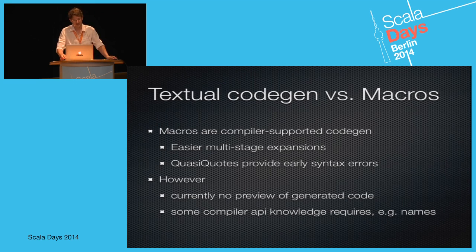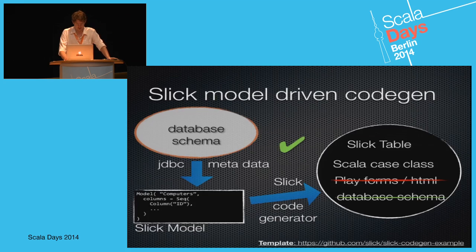Also, with the current implementation of macros, you need at least some knowledge of compiler APIs, for example, for term names and type names. So it's a bit harder than textual code generation. And that's why for now we go with textual code generation. And we have a prototype using macros, but I guess that's for the future.